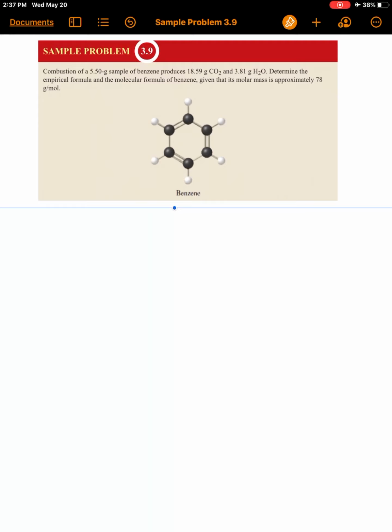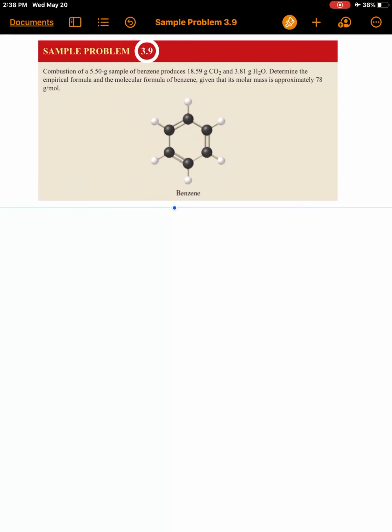Okay, sample problem 3.9. Combustion of a 5.50 gram sample of benzene produces 18.59 grams of carbon dioxide and 3.81 grams of water. Determine the empirical formula and the molecular formula of benzene, given that its molar mass is approximately 78 grams per mole. Okay, so the first step is to find the empirical formula.